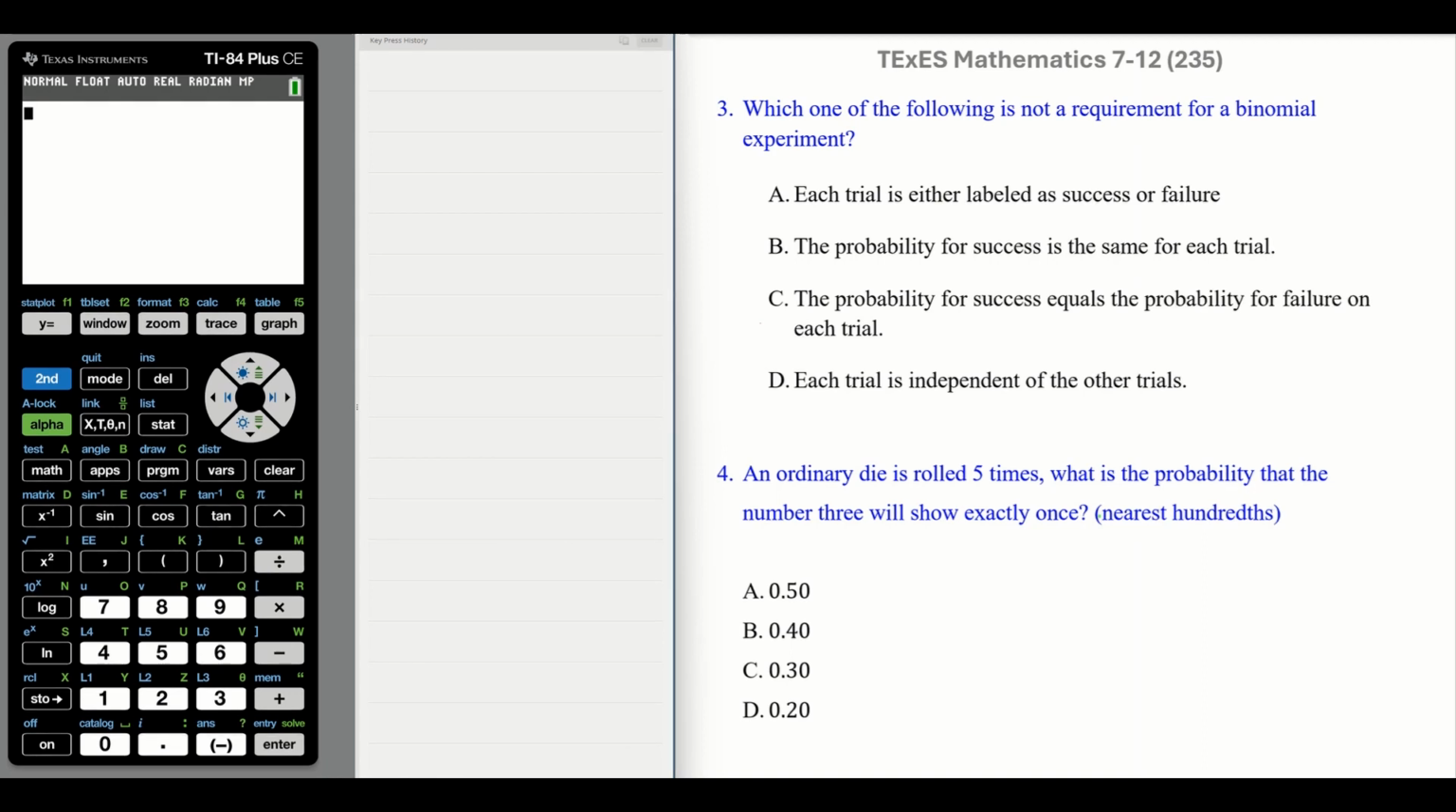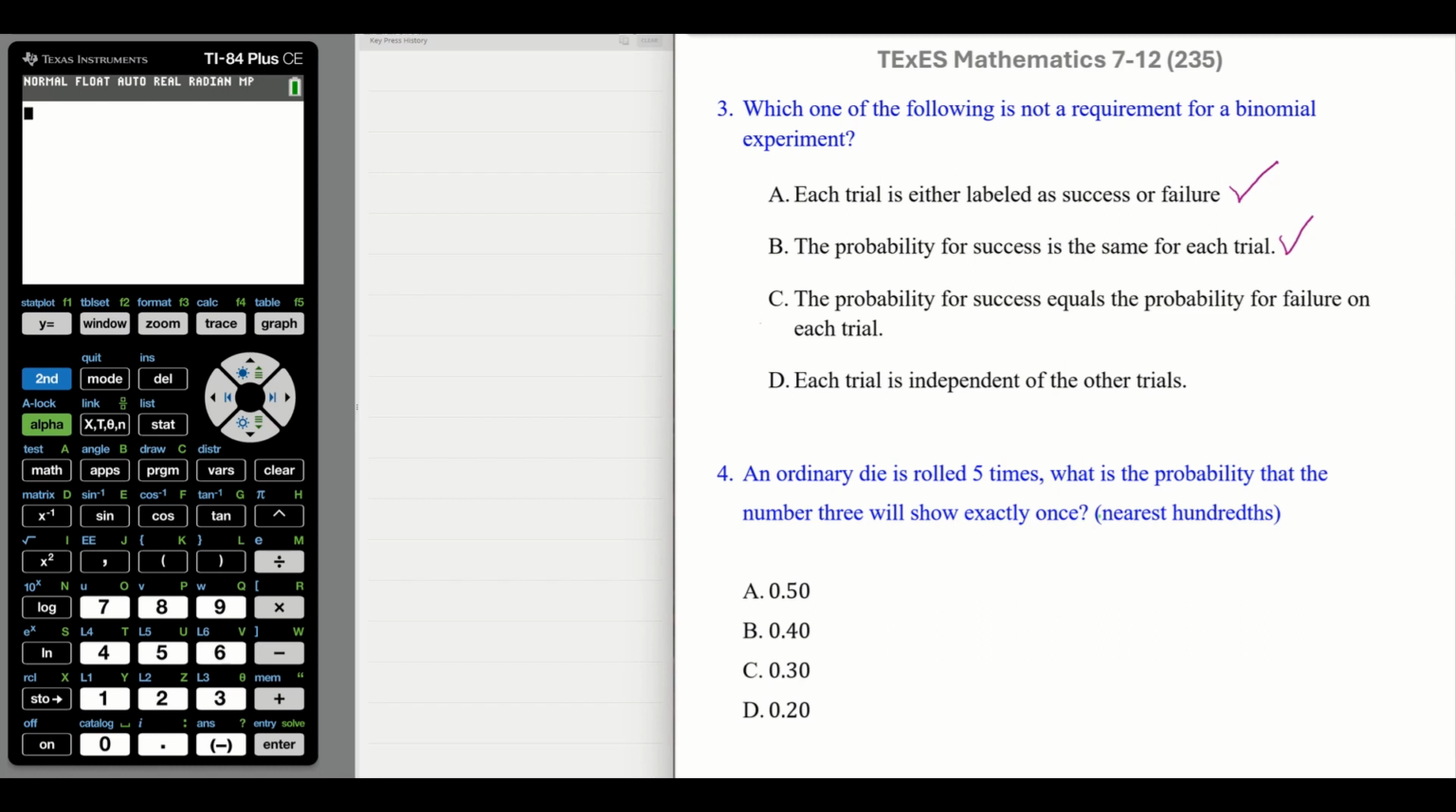Number 3, which of the following is not a requirement for the binomial experiment? Okay, let's go through these and remember our definition. A, each trial is either labeled a success or failure. Yes, you're going to look at your successes and you're saying, this is my success. And then you move on, but that is a requirement. B, the probability for success is the same on each trial. Yes, it has to be the same. Okay? C, the probability for success equals the probability for failure on each trial.